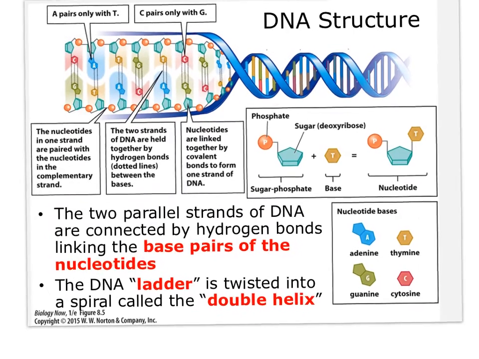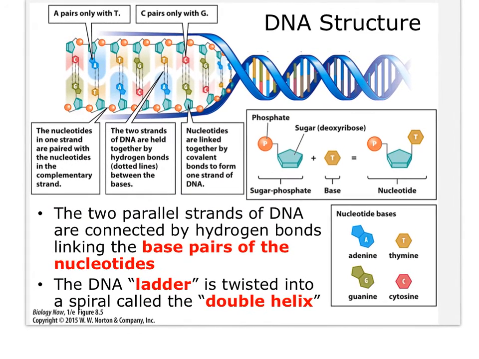And that's exactly what this says right here. We have A pairing only with T. So anytime there's an A on this strand, there's a T on the other strand in that spot, and vice versa. So here's a T, that means there has to be an A. Here's another T, that means there has to be an A. Anytime we see a C, there's a G. Anytime we see a G, there's a C. CG, GC.